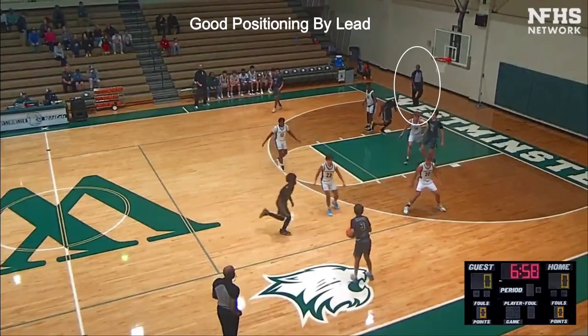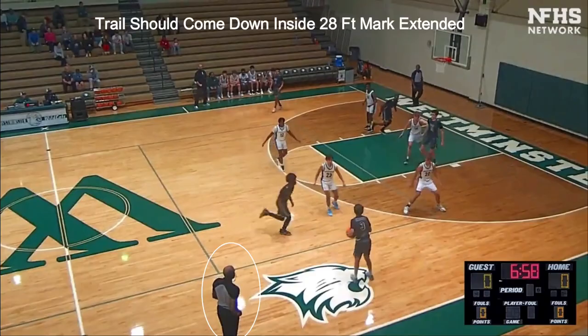This is excellent positioning by lead. He's at a wide position because he has 4 players in the lane in his primary coverage area, plus one more player outside the 3-point arc. We would like our trail official to come down just inside the 28-foot mark extended. That way he can officiate the 2 matchups in his primary coverage area and see the airspace between opposing players.